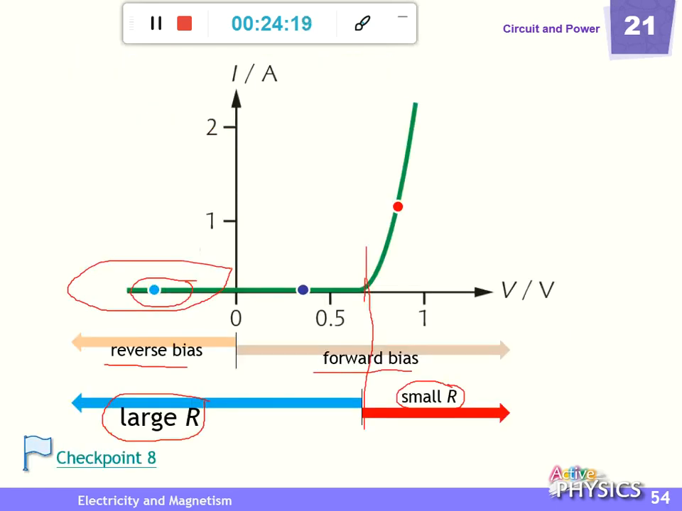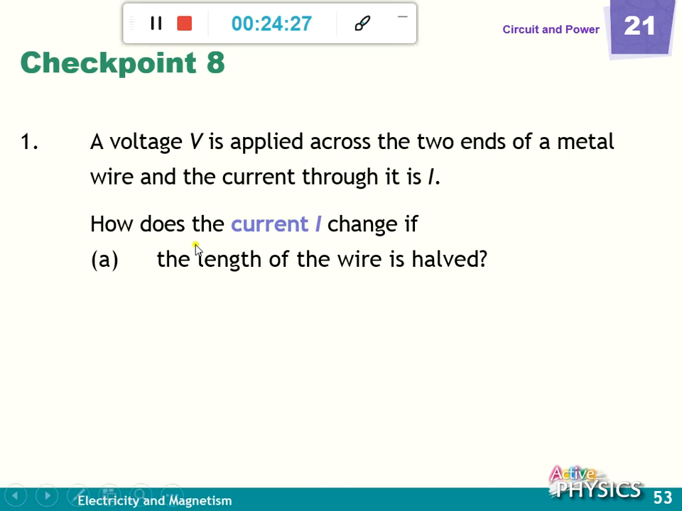Okay. Last session. Chapter 8. Okay, look at this. We have 5 questions. Voltage V across 2 ends of a metal wire and the current is I. How does the current I change if the length is half?